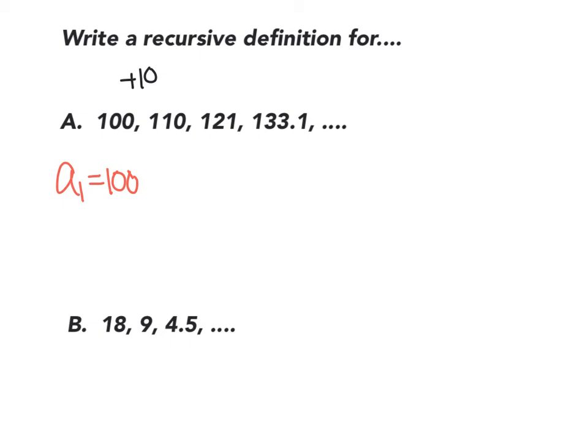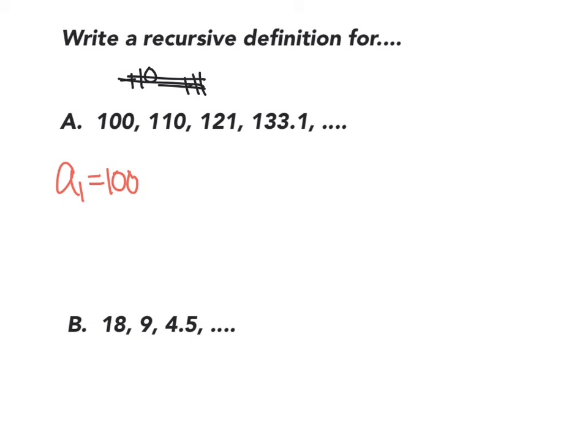Okay, now does that rule work throughout? Well, is 110 plus 10 121? No, shucks, now I have to add 11. And 121 to 133.1, well, clearly I'm not adding the same thing. So I know adding's out. Okay, so if I'm not adding, what must I be doing most likely? And again, it doesn't have to be.